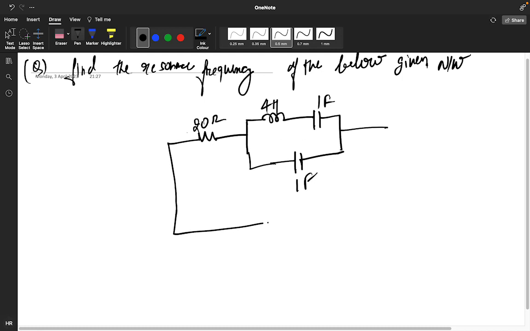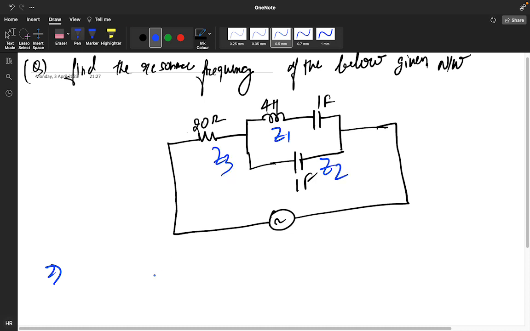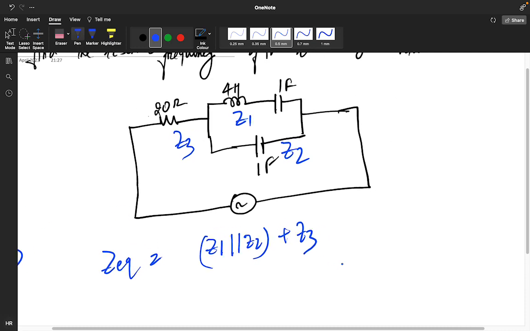So these things you have, and you need to find the resonance frequency. What is the procedure for finding the resonance frequency for any circuit? I taught you yesterday only. So this particular is your Z1, this is your Z2, and this is your Z3. So the equivalent impedance will be Z1 parallel with Z2, plus Z3. Am I right?